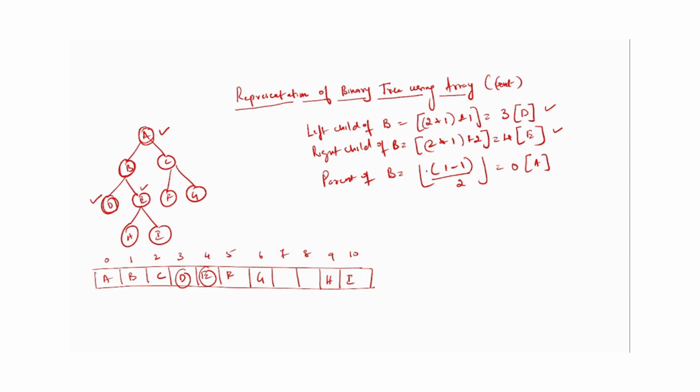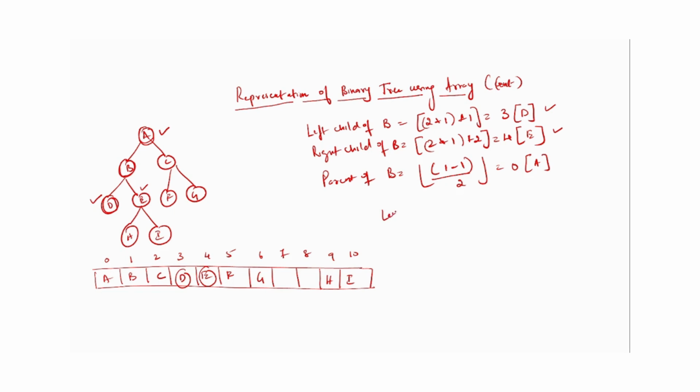So here the formula for the parent of a particular node is floor of I minus 1 by 2. Here the value of I is 1, 1 minus 1 by 2, 0 by 2, that is 0, which is nothing but A in the binary tree. Now let us look at one more example.